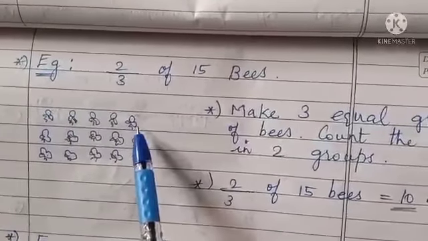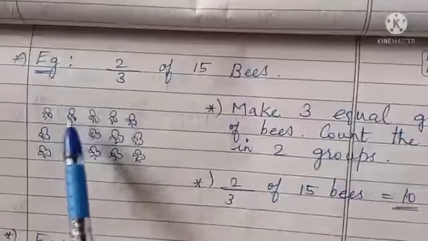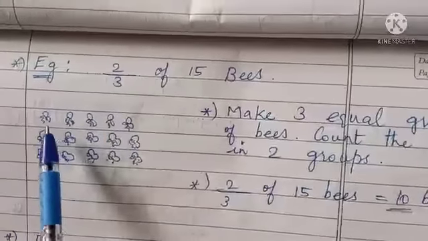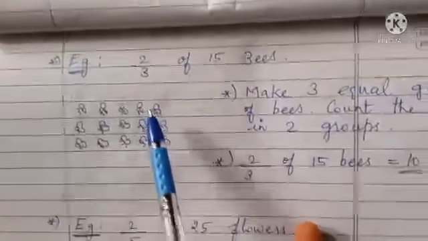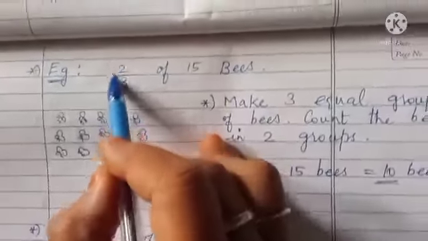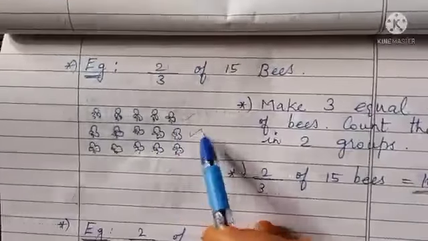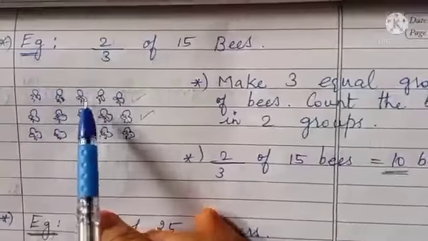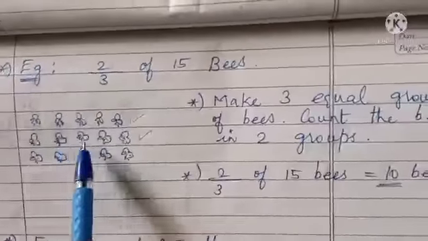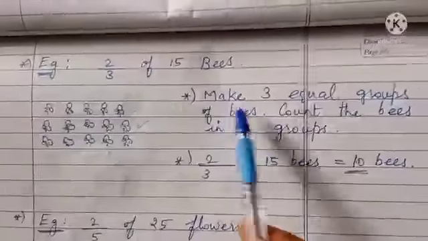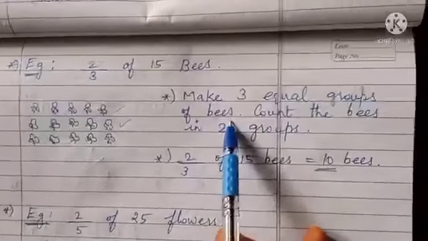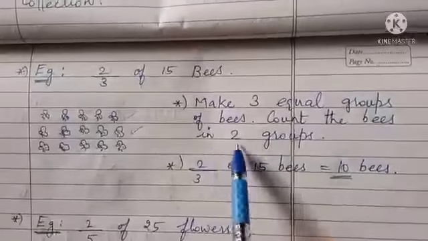In each group how many honey bees will be there? 1 2 3 4 5. Yes, totally 5 honey bees will be there in each group. In that you have to take two groups, this group and that group. So totally how many honey bees will be available? 1, 2, 3, 4, 5, 6, 7, 8, 9, 10. So 2 by 3 of 15 honey bees is nothing but 10 bees. So make 3 equal groups of bees. Next, count the bees in 2 groups.